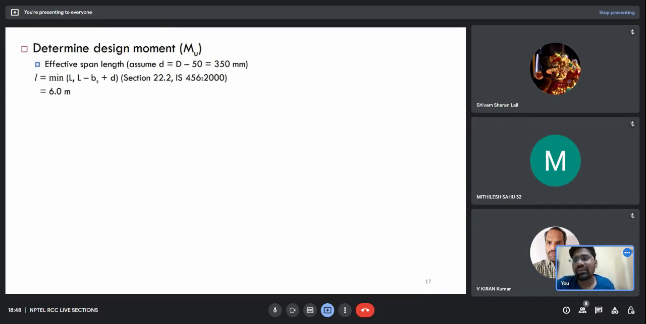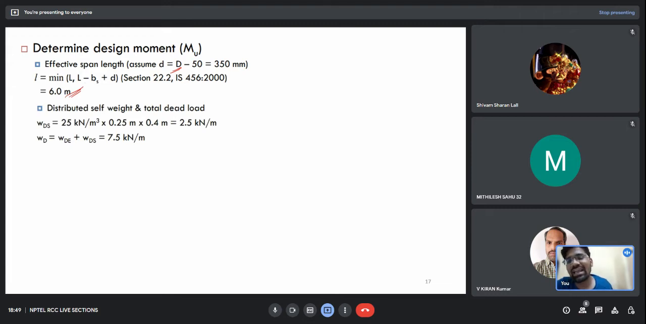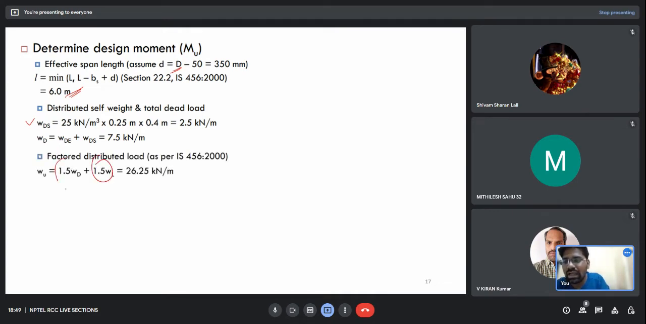Again, similar steps. Effective span length is D, we already know. Now I'm taking the effective cover as 50, so 350 mm. So now again I am getting the span length as 6 meter. Now let's calculate the load in a similar fashion. You can see the dead load of the beam, which is added with the dead load which is acting on it, that is 5. So 5 plus 2.5, 7.5. Then I am adding the dead load and the live load with a factor of 1.5, and now I'm getting the final UDL load.